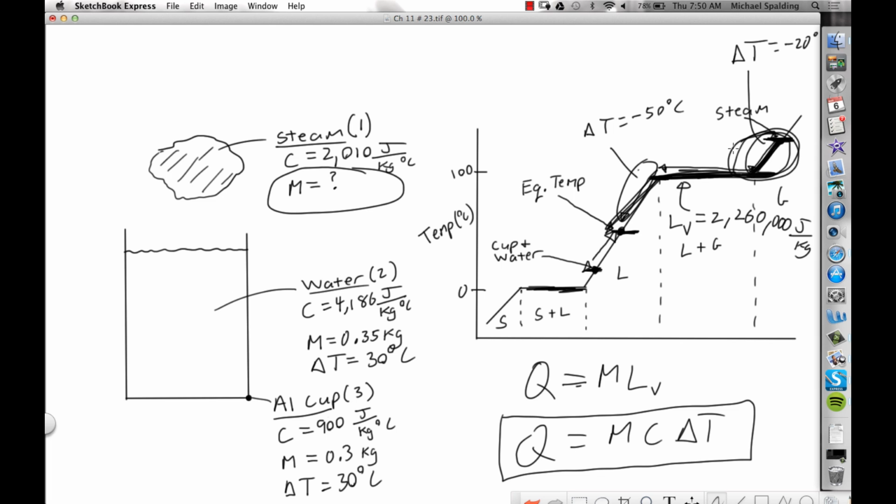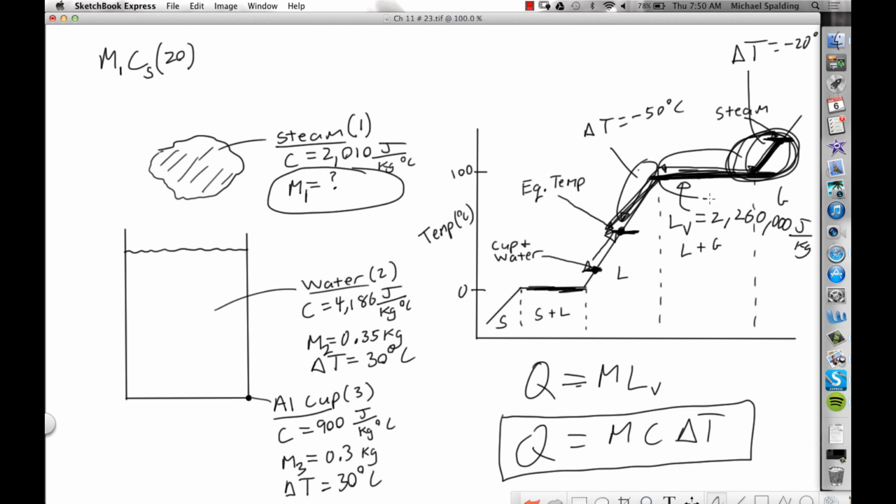What's the equation for this first step? M, C, and then let's put in the delta T, which is 20. That's going to be the specific heat of steam, S for steam. M1 is steam, M2 is water, M3 is the aluminum. So we go M1, specific heat of steam, times 20. That's MC delta T.